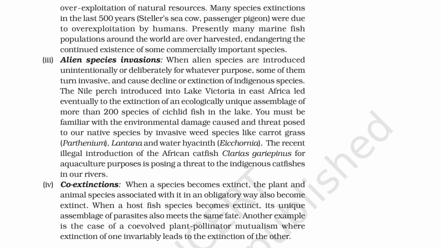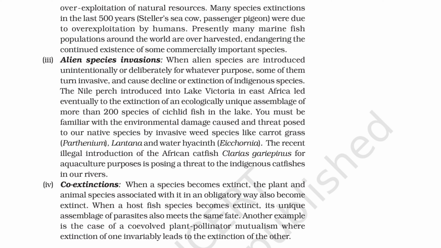You must be familiar with the environmental damage caused and threat posed to our native species by invasive weed species like carrot grass, Parthenium, lantana, and water hyacinth, Eichhornia. The recent illegal introduction of the African catfish Clarias gariepinus for aquaculture purposes is posing a threat to the indigenous catfishes in our rivers.